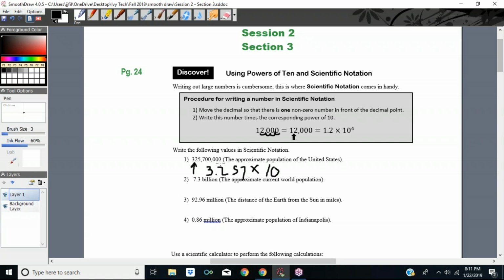So we want to know how many places did we move the decimal? And it looks like you are agreed that it's 8. And so we would put an 8 as a superscript there. So 3.257 times 10 to the 8th.